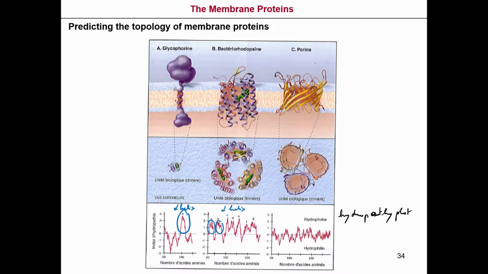But for the porin, we cannot see anything because you remember that for the beta strand, you have one amino acid on the top and one on the bottom of the sheet. So we cannot see clearly a secondary structure which is hydrophobic or hydrophilic.